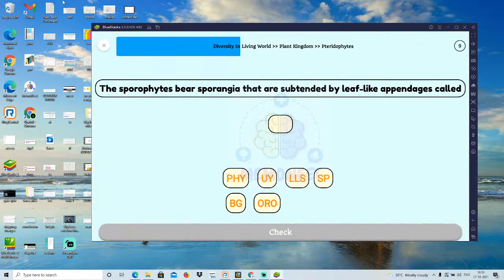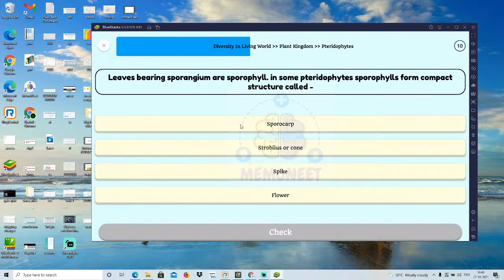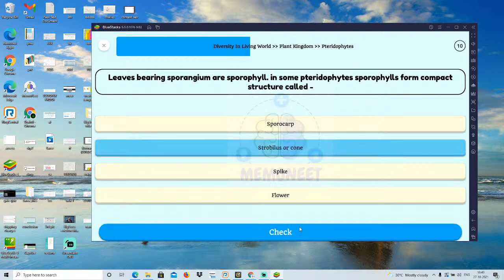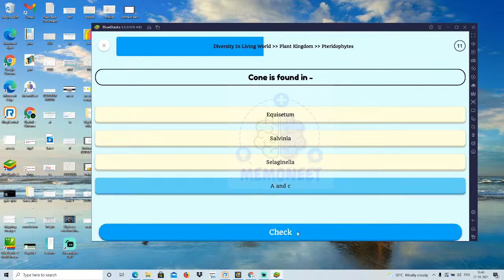Okay. So sporophytes bear sporangia that are subtended by leaf-like appendages called sporophylls. Yay, this is the right answer. So the leaves bear sporangia, leaf-bearing sporangium or sporophyll. In some Pteridophytes, sporophylls form compact structures called strobili or cones. Okay, so cone is found, I think, in both Equisetum and Selaginella, A and C.